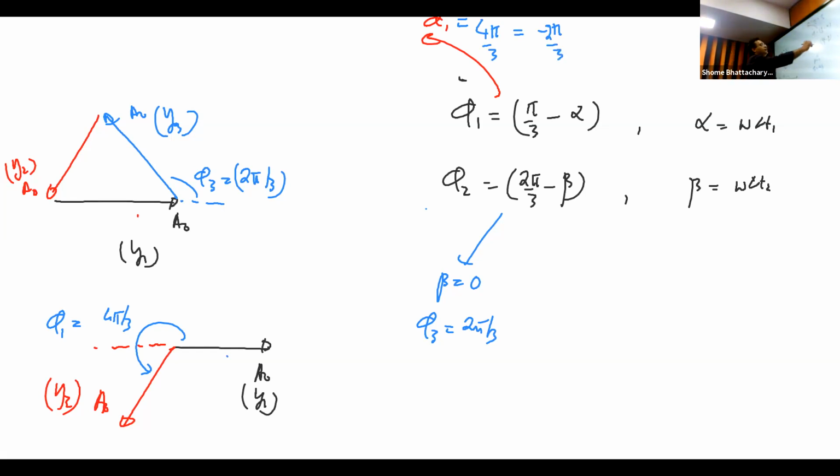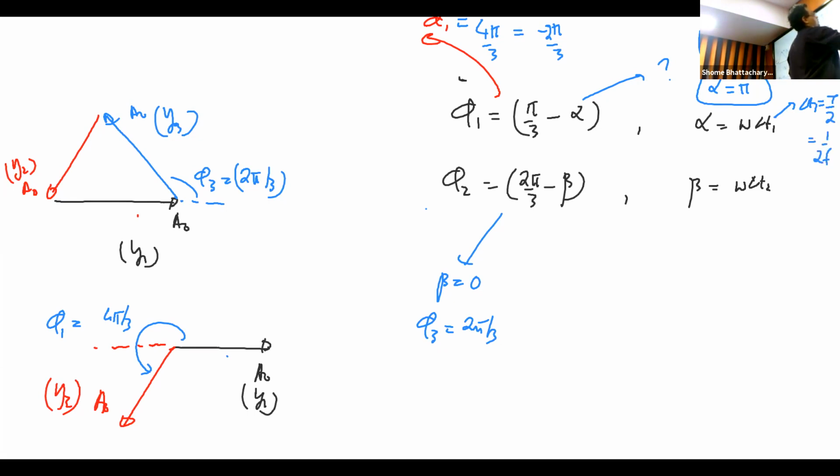Now I can see what alpha should be. I want pi by 3 minus alpha to be minus 2 pi by 3. So alpha should be how much? Alpha should be pi. So that means delta T1 should be half the time period, or half a millisecond. So this is the first case.